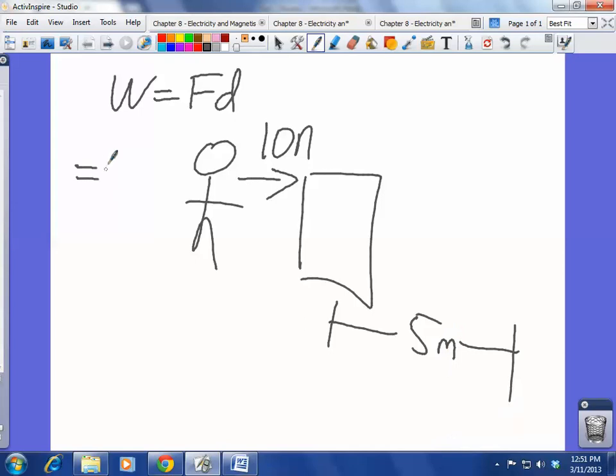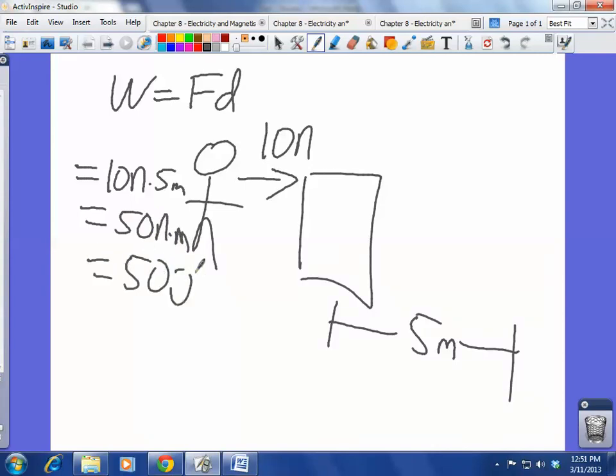But if that box moves 5 meters, then I can use my equation here and say work is just equal to that 10 newtons times 5 meters, 50 newton meters. And what's a newton meter? A joule. So 50 joules worth of work. And remember, joules was our unit for everything we did in this chapter.